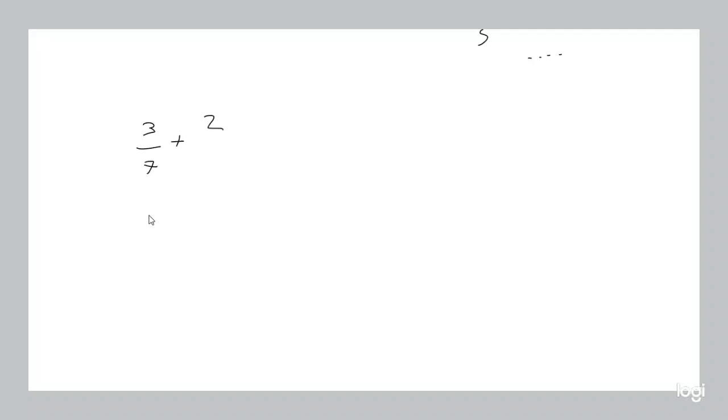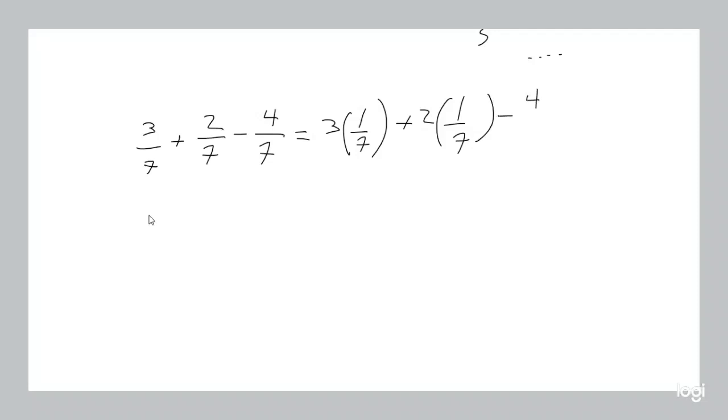3/7 plus 2/7 minus 4/7. Well, what's going on here? Well, you have 3 times 1/7 plus 2 times 1/7 minus 4 times 1/7. So how many sevenths do you have? Well, you have 3 of something, and then you add 2, you get 5. And then you subtract 4 of those things, well, you're left with 1. So you have 1 seventh, or just 1/7. Okay?